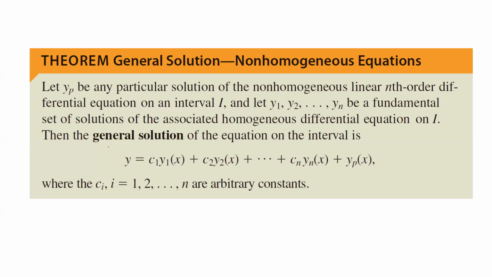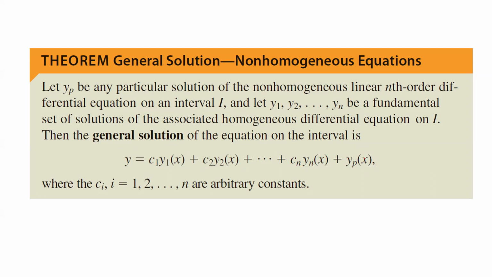Then for sure you can say that the general solution of the equation on the interval can be written as c1y1 plus c2y2 plus c3y3 plus the rest of them, and you have the last linear combination cn yn for the fundamental set. Then you're going to add the particular solution as well.